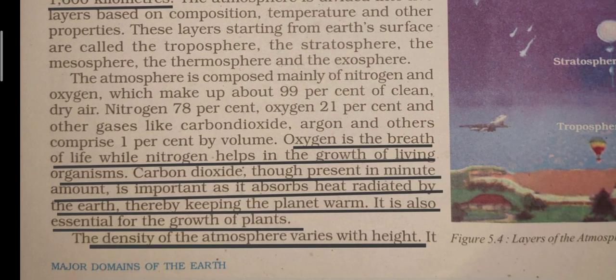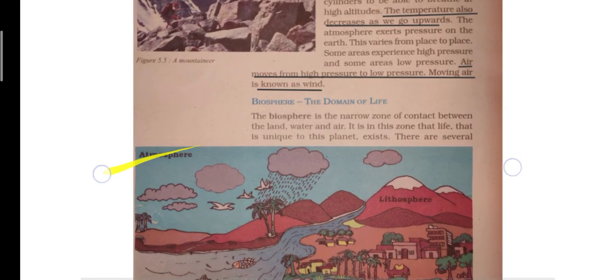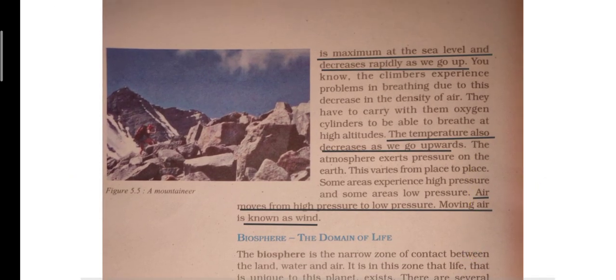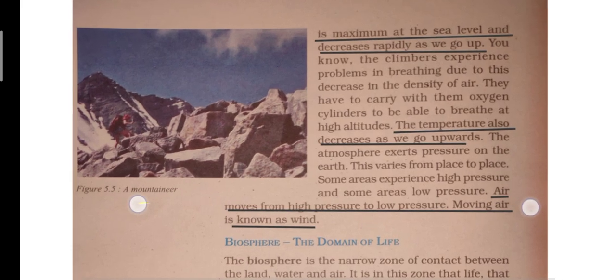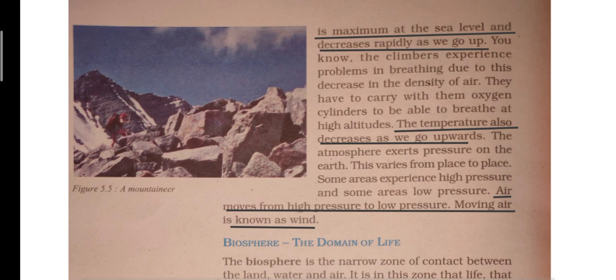Now the density of atmosphere varies with height. It is maximum at the sea level and decreases rapidly as we go up. You know, the climbers experience problem in breathing due to this decrease in the density of air. They have to carry with them oxygen cylinders to be able to breathe at high altitudes. So children, just as we read that there are many different gases in the air.